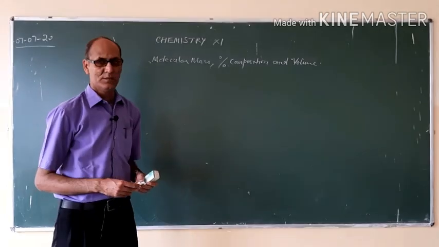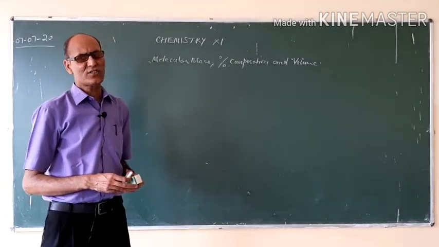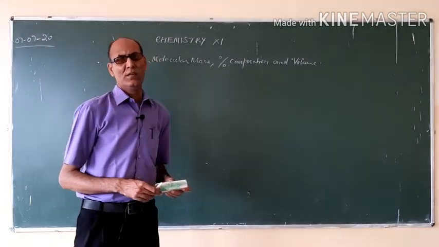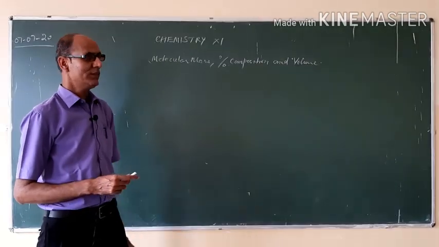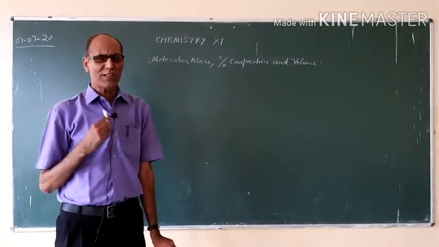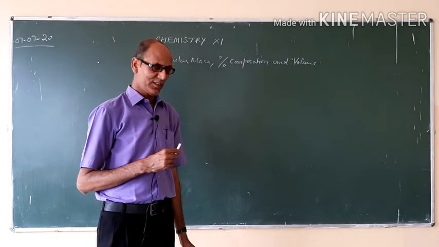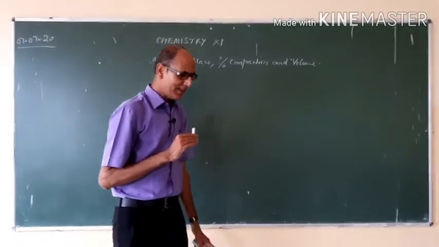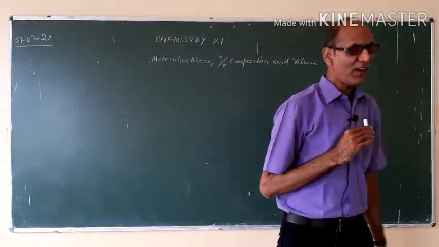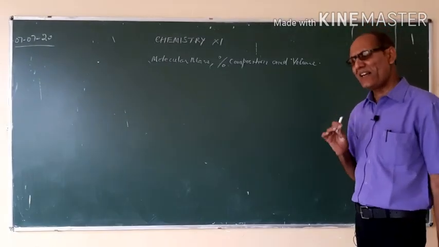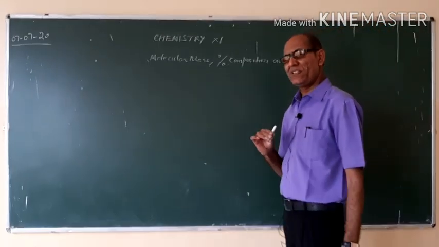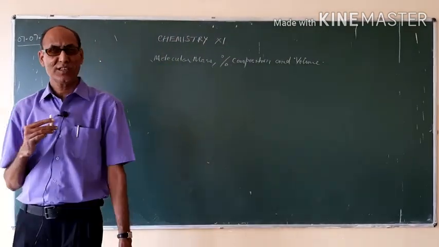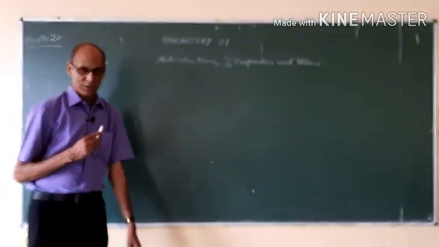So yesterday in the last video you studied about the mole, atom and molecules. How to calculate the molecular mass of any substance. Molecules are formed by a number of atoms, and atoms have individually their atomic mass, and that mass has the unit atomic mass unit.